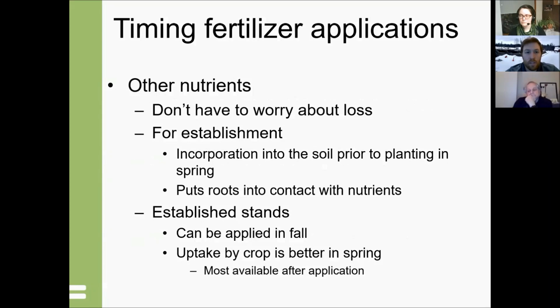So other nutrients like phosphorus and potassium, you don't really have to worry about loss as much. So when you're establishing a forage crop, we want to incorporate that in the soil prior to our planting in the spring, and that puts our roots into contact with those nutrients. With established stands, you can apply things like phosphorus and potassium in the fall, but uptake is actually higher in spring, mostly because of crop growth, and it's actually a little bit more available in the soil immediately after application, especially with phosphorus. I think I've heard roughly 70 to 80% of phosphorus is unavailable to the crop 3 or 4 weeks after application.